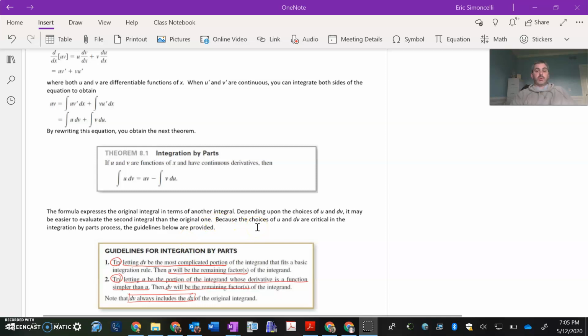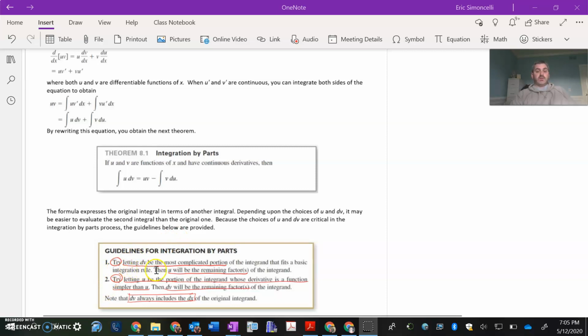Depending upon the choices of u and dv, it may be easier to evaluate the second integral than the original one. Because the choices of u and dv are critical in the integration by parts process, the guidelines below are provided. There are only two, but I would certainly pay attention to these as you continue.